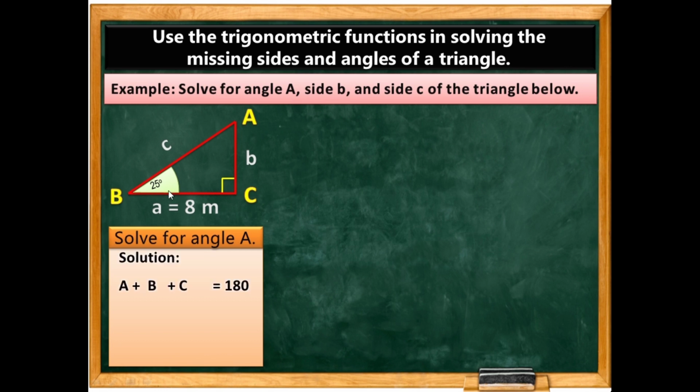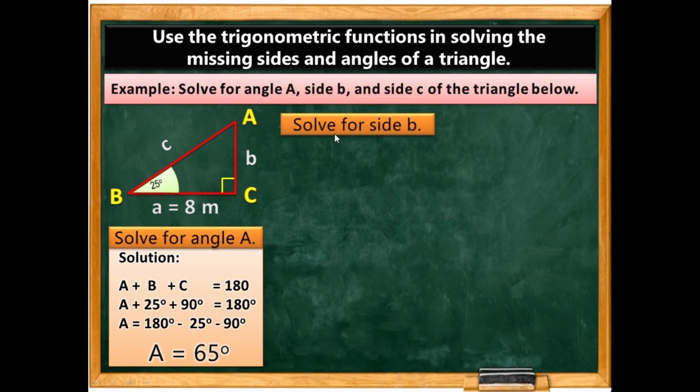So substitute the values. A is unknown, while B is 25 degrees, and C is 90 degrees since this is a right angle. Then transpose 25, that will be negative 25, and 90 will be negative 90. So therefore A is equal to 65 degrees.